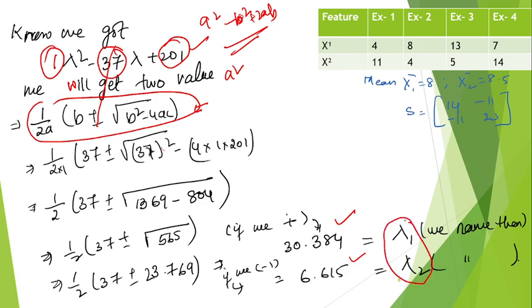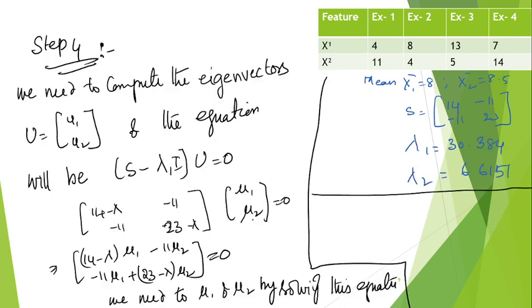I hope we are clear up to this point. So what are the values we got? We got lambda 1 and lambda 2. Now let's move on to the other part. Step 4. So we have got step 1, step 2, step 3. We have got two values of lambda.